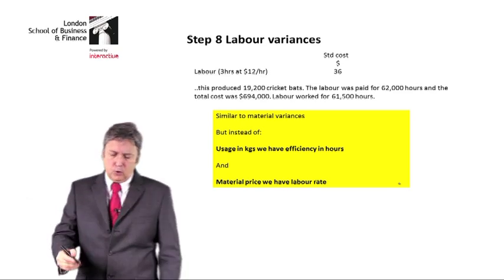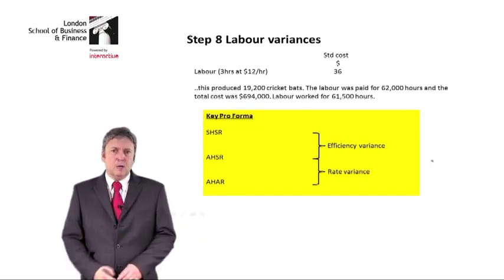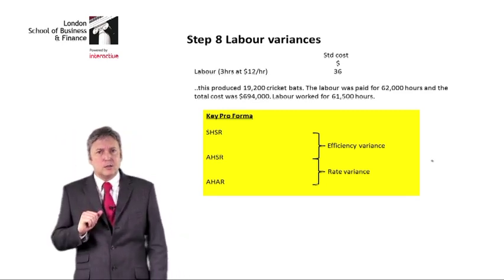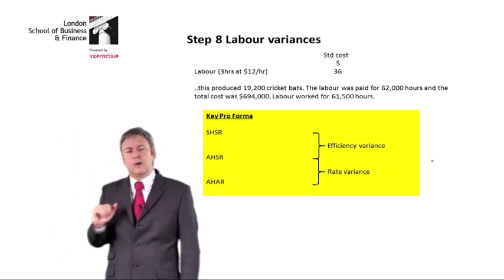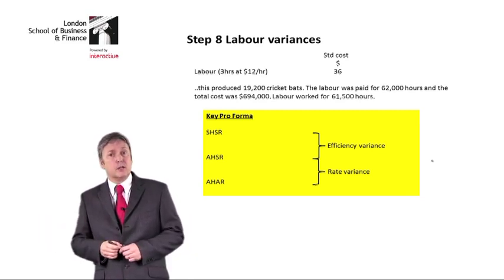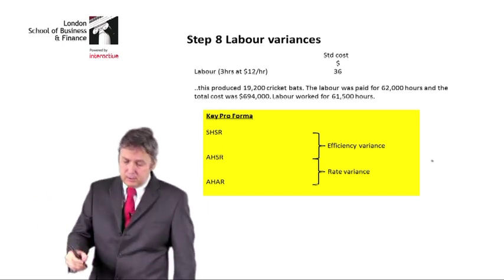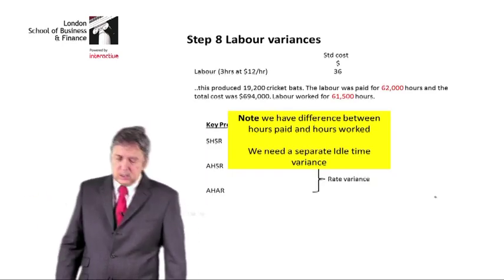So, our new pro forma is going to look like this. Pretty similar, but we'll have standard hours, standard rate, actual hours, standard rate, actual hours, actual rate. And we have the efficiency and the rate variance. Very easy. So, very similar to materials, let's get going.